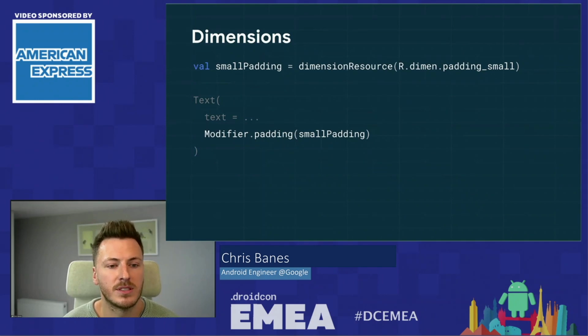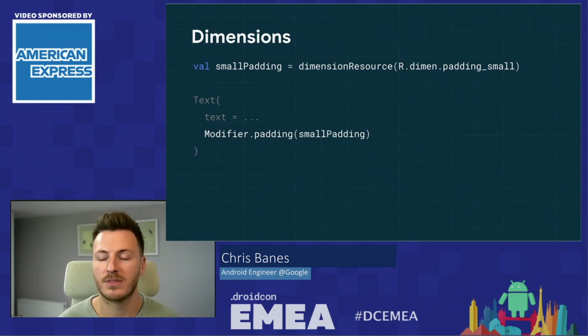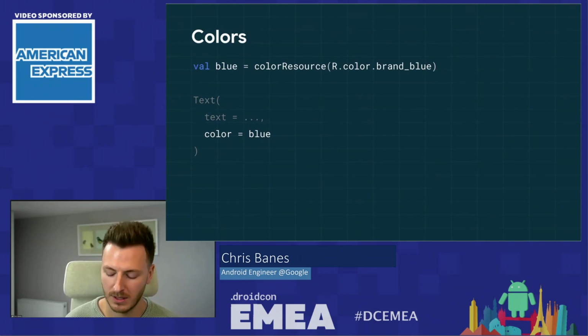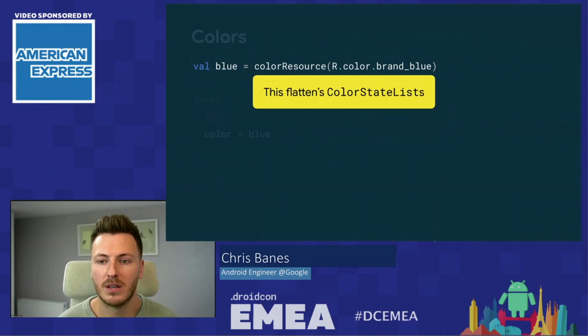Next type of resource is dimensions. Say you've got a padding DP value which you use throughout your app. You can get it via the dimension resource effect. And for colors, we have a similar thing, color resource. Now this works great for static colors, so if you're using the color tag in XML, but you can also load color state lists.